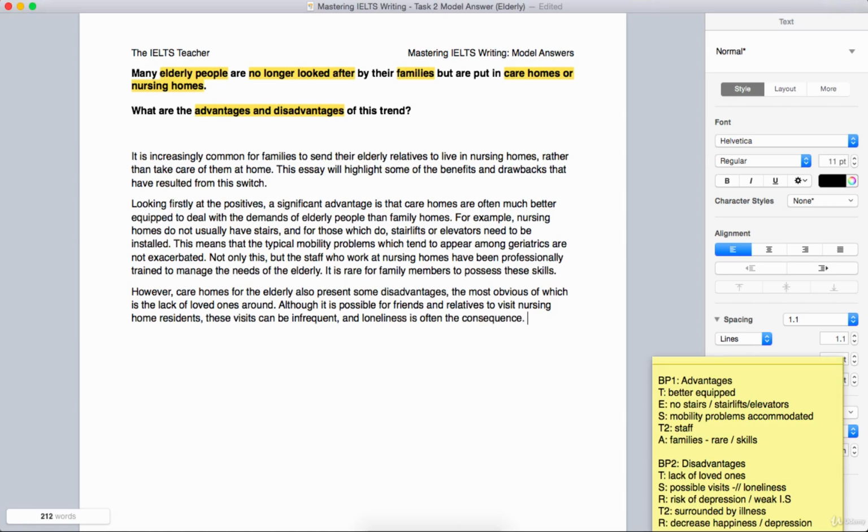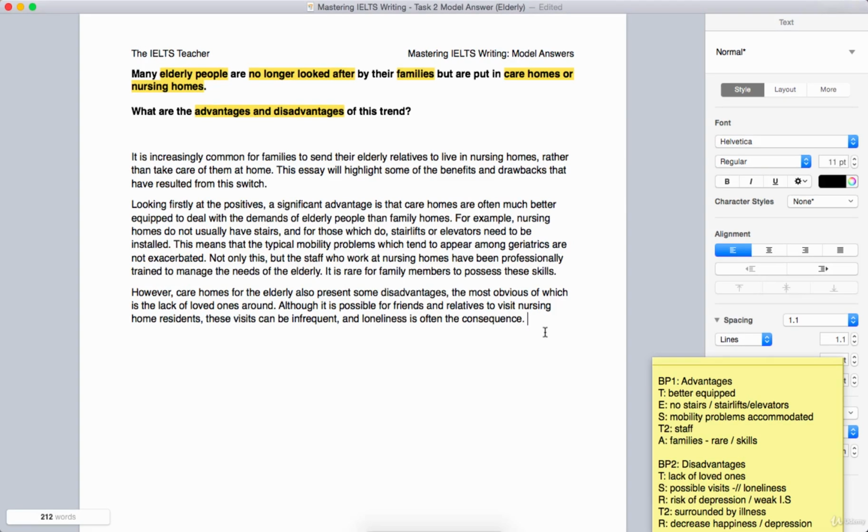Consequence is often the consequence. So in a way we've combined a support sentence and a result sentence together. However, we're putting another result on top of that. And a nice way of introducing this follow-up sentence is to make a clear reference to the previous sentence. And this is what I'm going to write.